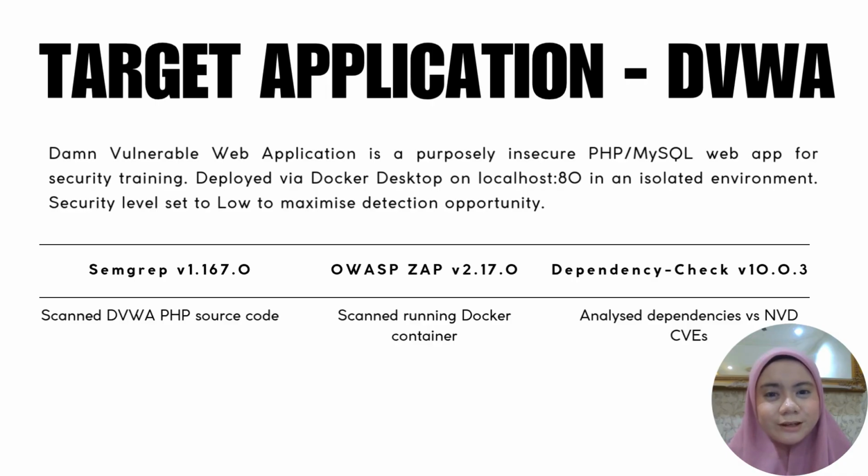Why I use DVWA? DVWA includes vulnerabilities such as SQL injection, command injection, both reflected and stored XSS, CSRF, file inclusion, and else. For tools, I use Semgrep for SAST on the source code, OWASP ZAP for DAST on the running container, and Dependency-Check for SCA against the NVD CVE database.